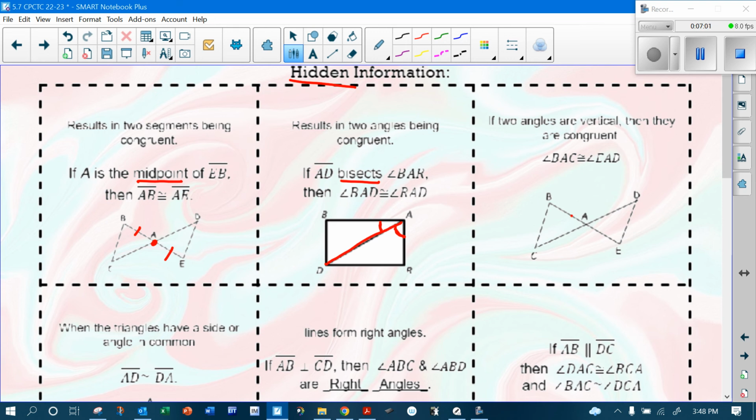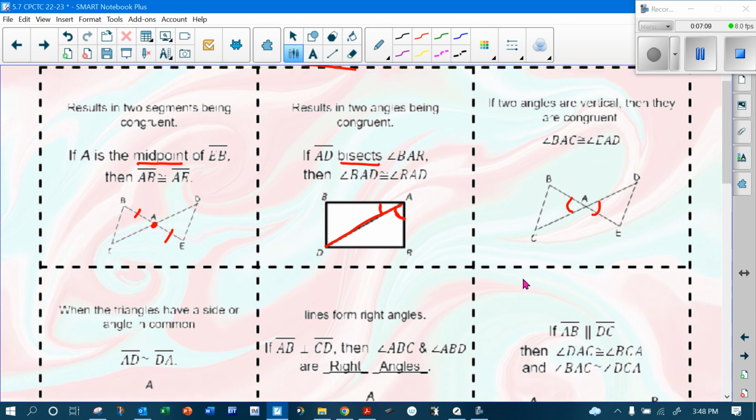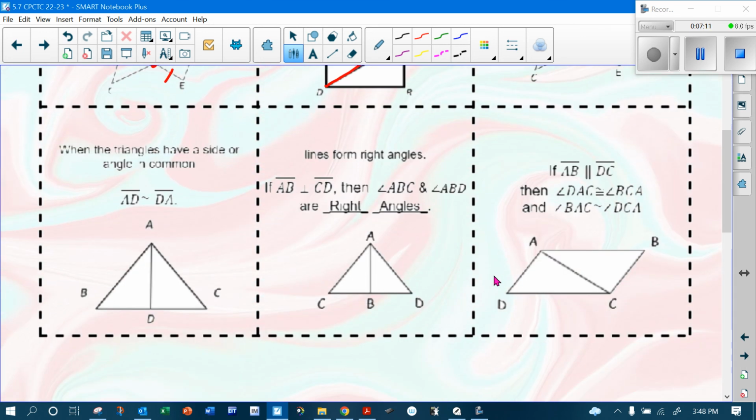If 2 angles are vertical, they're going to be congruent. Again, they expect you to know because these are definitions. When the triangles have a side in common, so when they share a side, this is going to be that reflexive property. When lines form right angles, so when BD is perpendicular to CD, then these 2 angles are both going to be 90. So they're going to be right angles, therefore congruent.